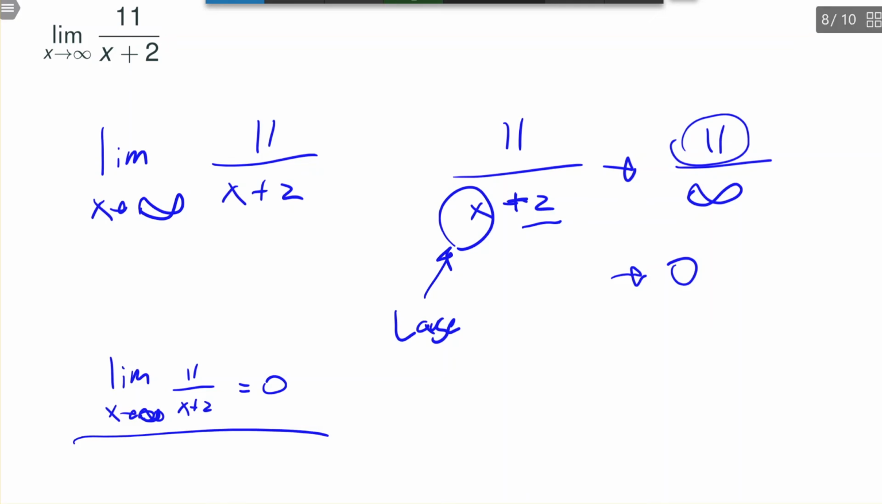We really have to think about number sense here. Essentially, any number over infinity is approaching 0, because the denominator gets bigger and bigger, so big that 11 looks so small. 11 divided by this huge number is approaching 0.